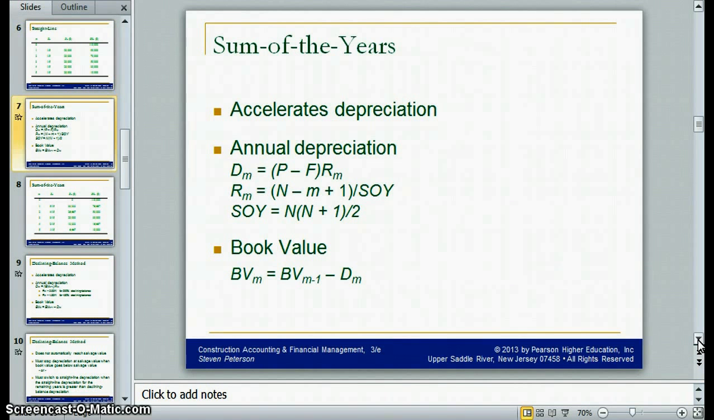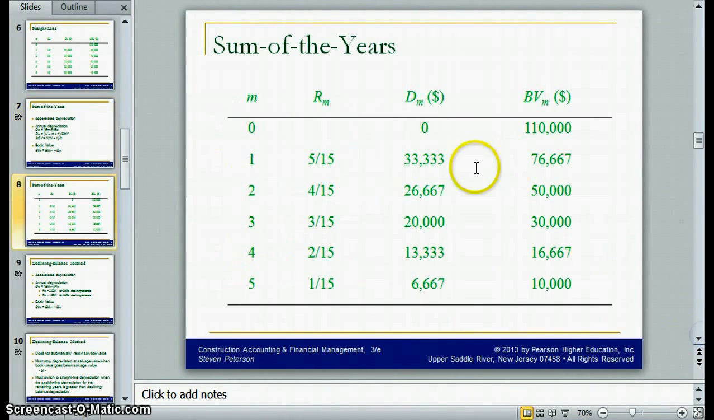Another method is the sum of the years method. This is a method that allows the depreciation to be accelerated. In other words, as we can see here on the table, there is more depreciation in the first year of the recovery period, or after year 1. So the depreciation varies, it's not constant. Again, please review your textbook for the formulas on how to determine the sum of the years method.